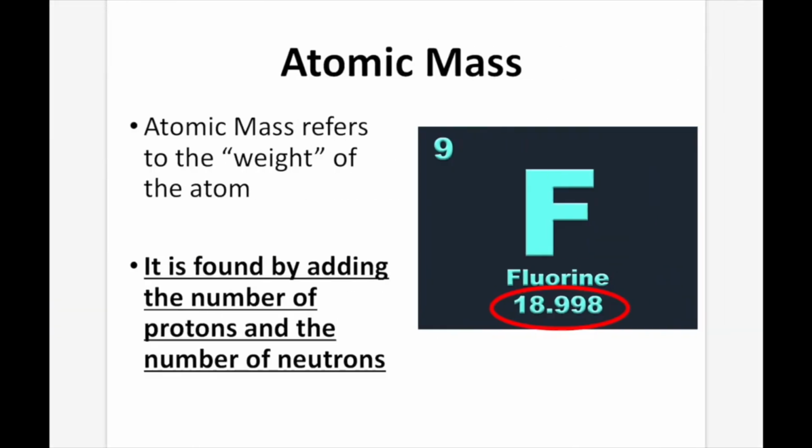Atomic mass, on the other hand, refers to the weight of the element. It is found by adding the number of protons and the number of neutrons, and it's usually at the bottom, and it's the one that's going to be more than the atomic number. So mass is going to be greater than the atomic number.